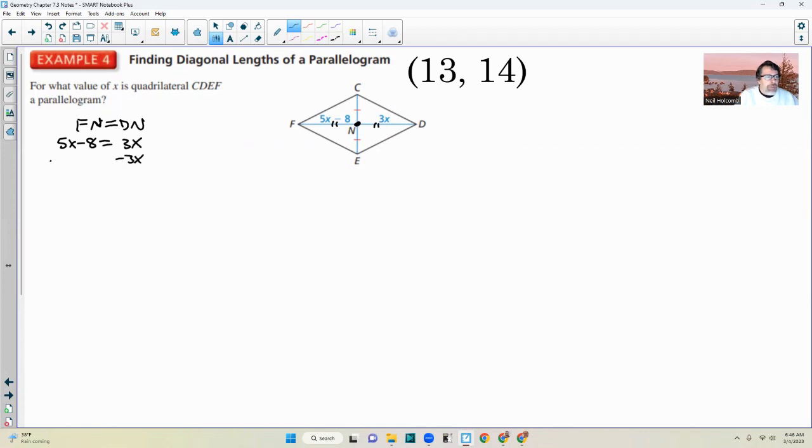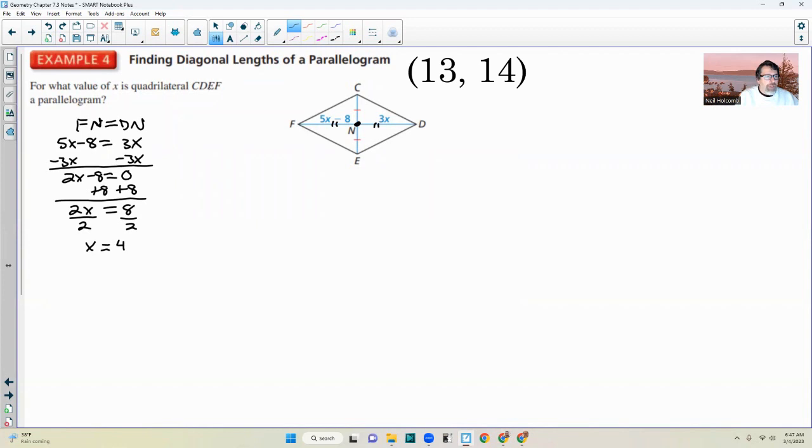Subtract 3x from both sides. Move the smaller x first. 5x minus 3x is 2x. I still have a minus 8. 3x minus 3x is 0. Add 8 to both sides, and I get 2x equals 0 plus 8, and divide both sides by 2, and I get x equals 4.